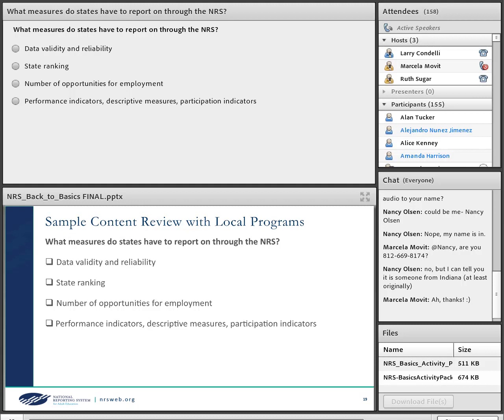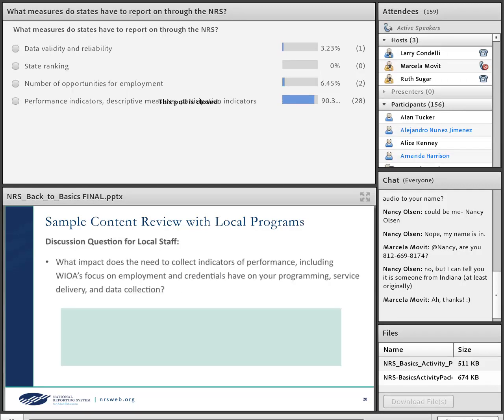And the majority of people are saying that performance indicators, descriptive measures, and participation indicators is what is measured and reported through the NRS. And that is absolutely correct. So that's wonderful to see. We're going to move ahead.